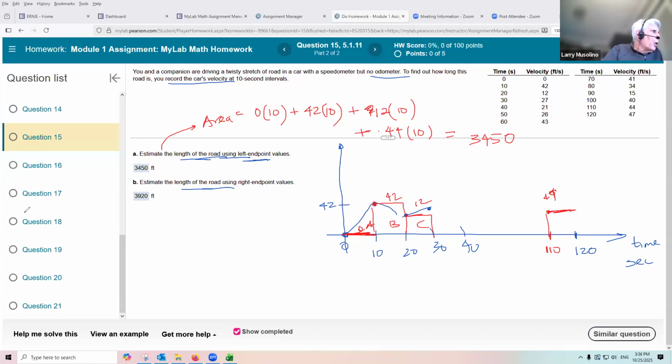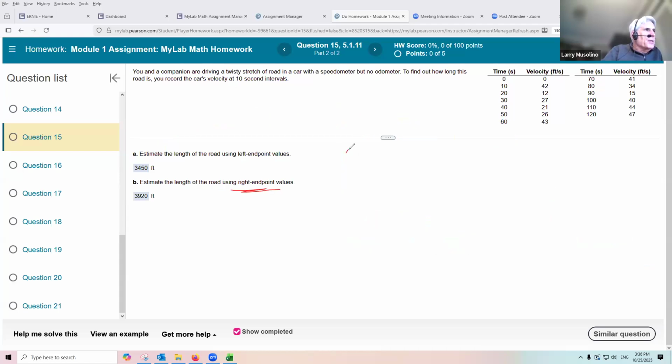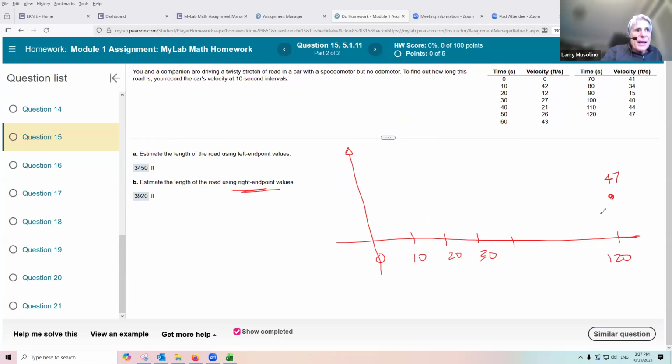All right, let's do part B, where we want to use right endpoints. So here is our diagram again, all the way out to 120. This point is 47. Now we're using right endpoints. And at 10, it was 42. And then it goes down to 12, and then back up to 27 and so on.